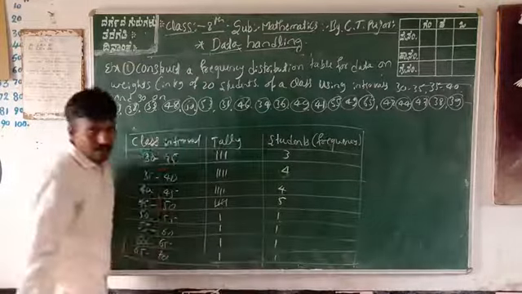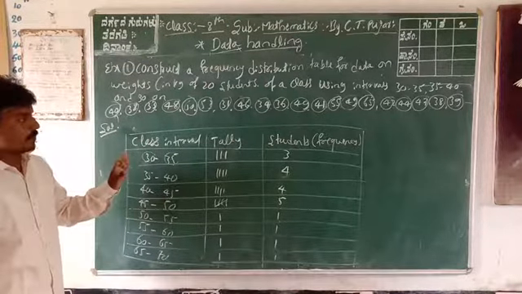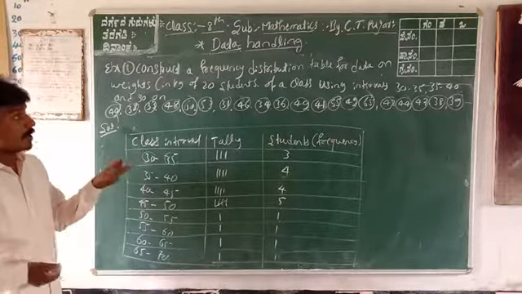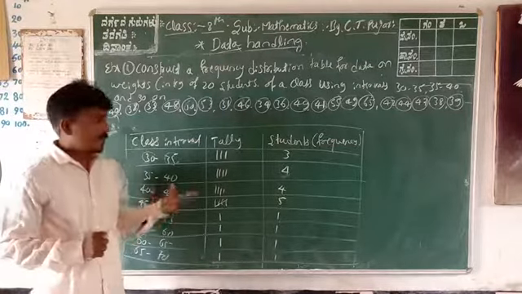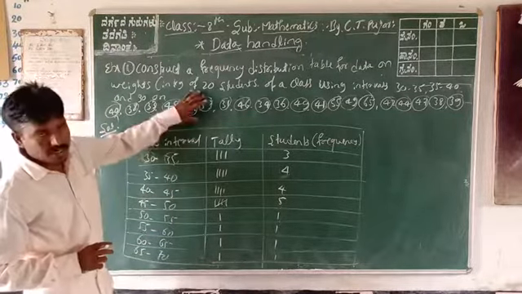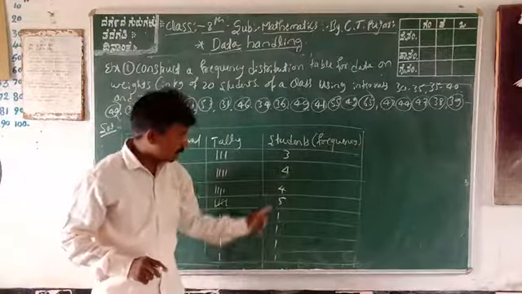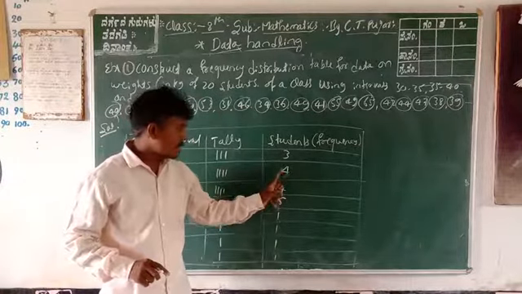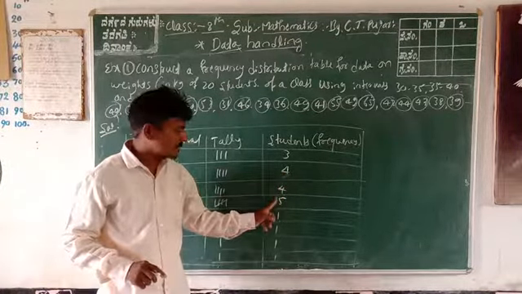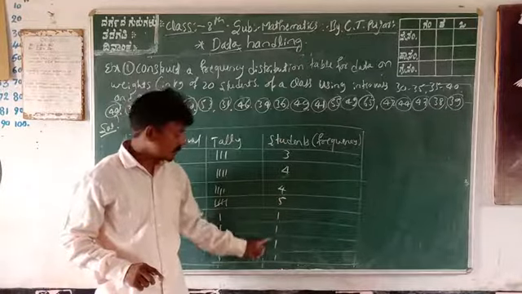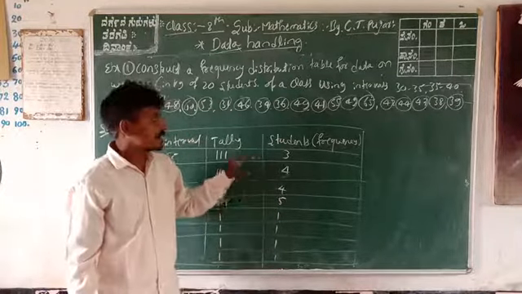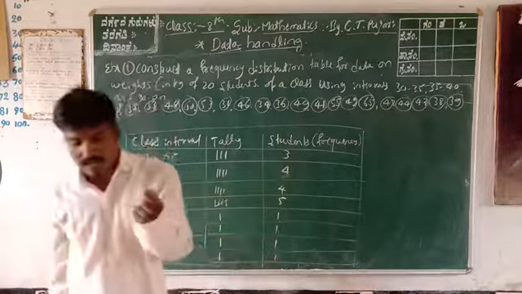Got it? Like this is your frequency distribution table. Count yourself, verification of your table. How many students are here? 20 students. You can check your n value. 3 plus 4 is 7. 7 plus 4 is 11. 11 plus 5 is 16. 16 plus 4 is 20. Your table is right.